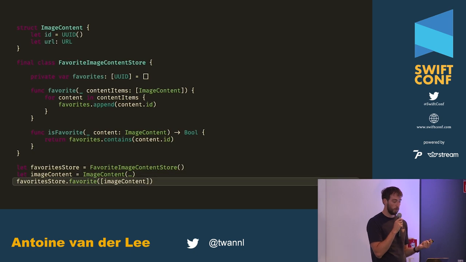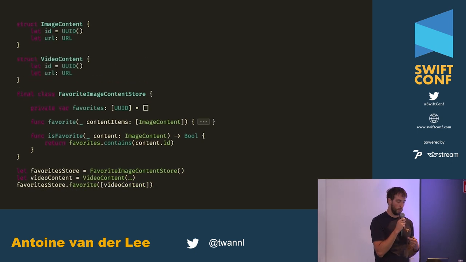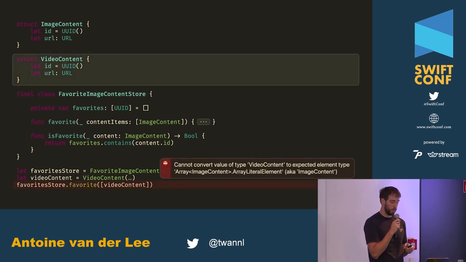We can use the code by just favoriting an array of content items. In this case, just a single image content. But as I shared, we have multiple types of content. So what if we introduce video content? It no longer works because we have a favorite image content store that only knows how to work with image content. So let's see if we can improve this code.